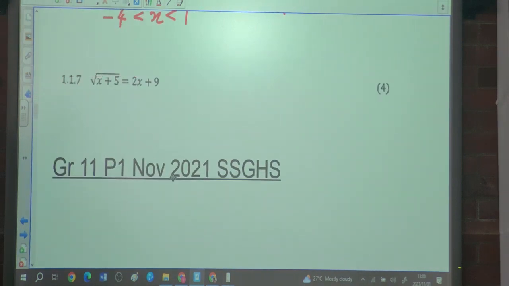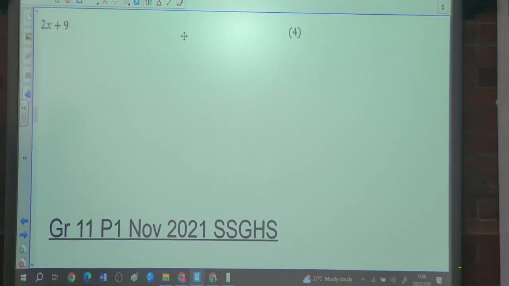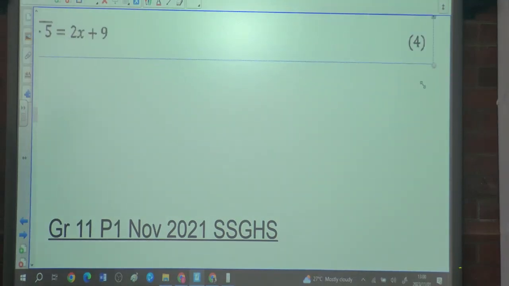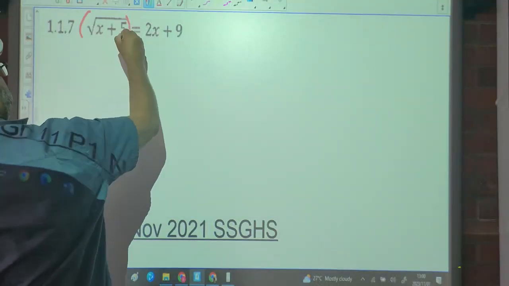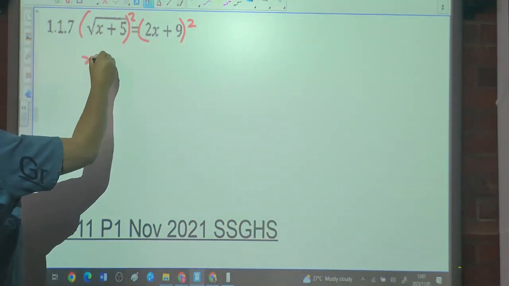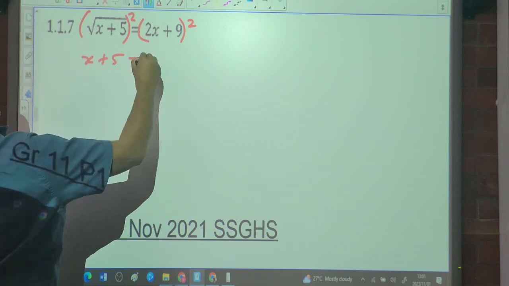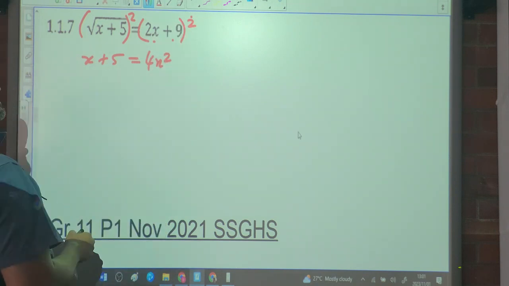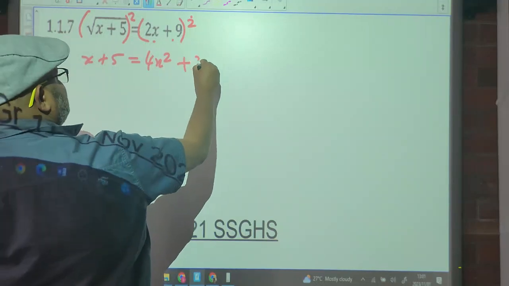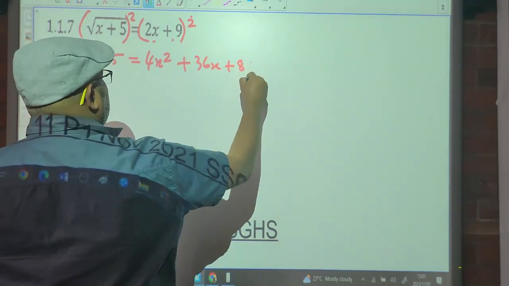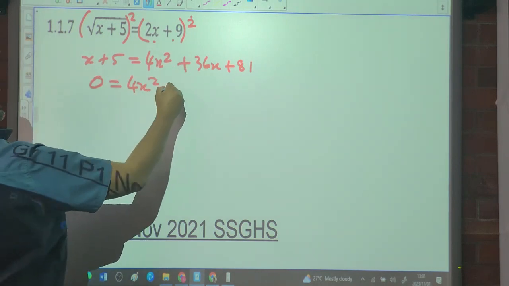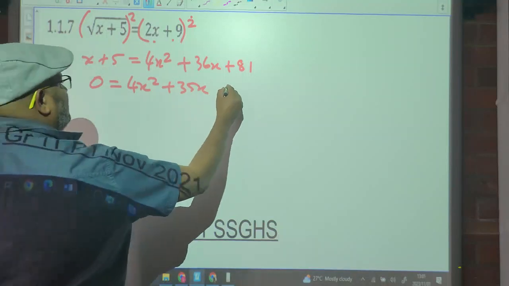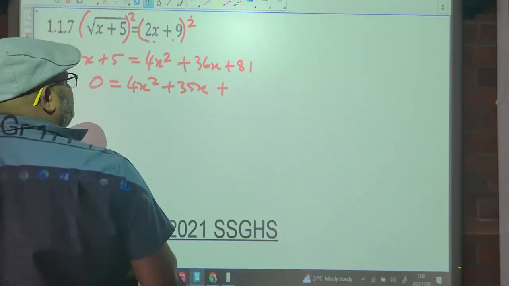Right, the next one. What needs to be done here? Square both sides. Get rid of the square root. Okay. That gives x plus 5 is equal to, first term squared is 4x squared. That times 2, so they give you 18 is 36x plus 9 squared is 81. Give everything to one side, 0 is equal to 4x squared. 36 minus 1 is going to be 35x. 81 minus 5 is positive 76.